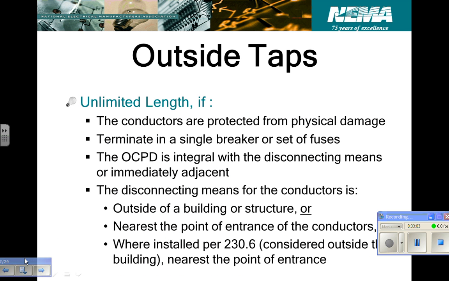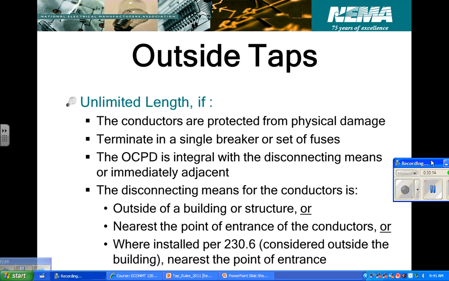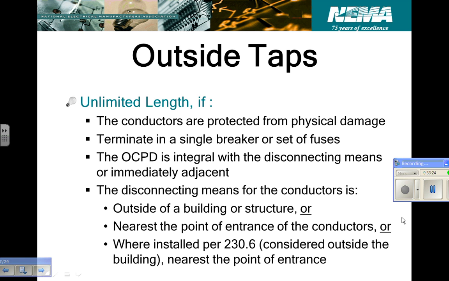Outside taps, really not part of what we're going to talk about in the next couple of weeks. So you can look this over. It's good code knowledge, but most of our stuff is not going to be involved with outside taps. Okay.